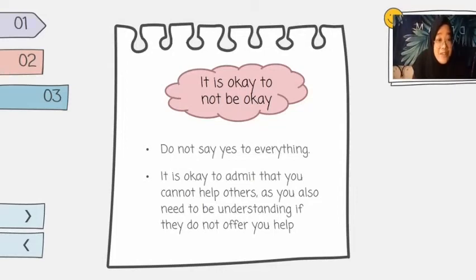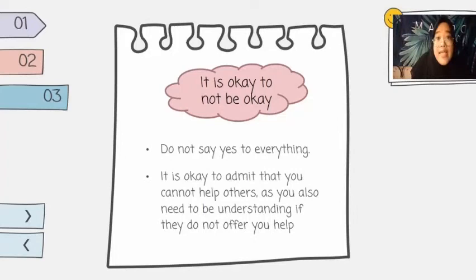Okay, the third tip is to know that, teachers, it is okay to not be okay. It is okay to not feel okay and say no when your colleagues are asking for a favor. Everyone has targets and they need to achieve them. So we should understand if we ask for a favor and they say no. Likewise, we also should understand if other teachers cannot help us. It is common sense.